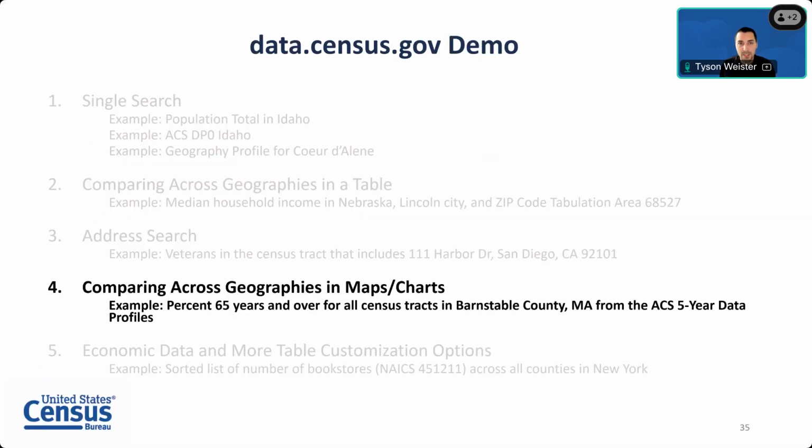Great, moving on, we're going to play more with the maps to show you how to map data for multiple geographies and look at that data visually. So for this example, again, we're going to be comparing across geographies. We're going to look at both maps and charts, and we're going to look at the percent 65 years and over for all census tracts in Barnstable County, Massachusetts, from the ACS 5-year data profiles.